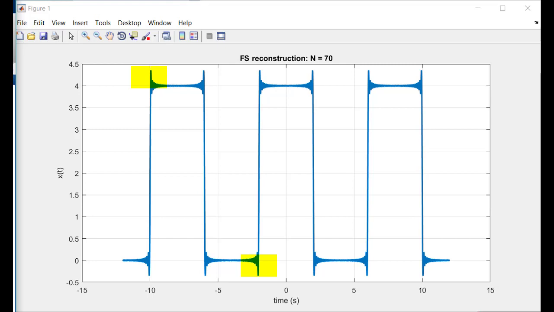And this concludes lecture 3-1 on Fourier series.